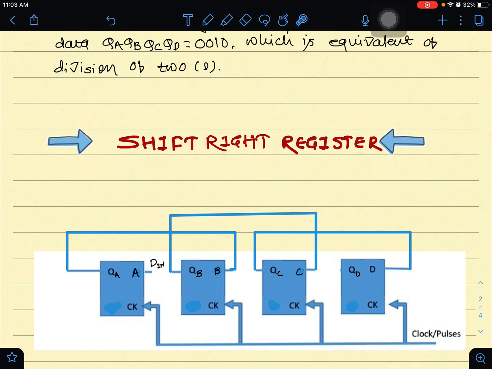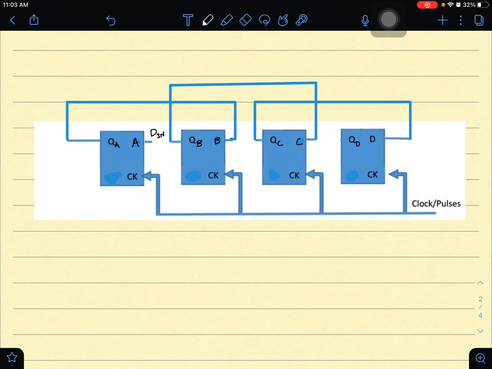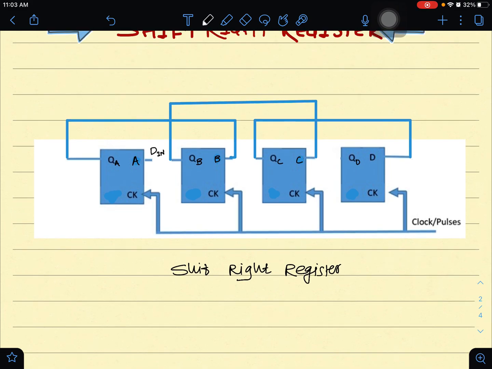Now let us go with the details of the shift right registers. This is a diagram for the shift register, which shows the shift right register. First we just see this diagram. In that diagram, we use four flip flops of the D type. That means the D input of each following flip flop is set to the Q of the preceding flip flop.